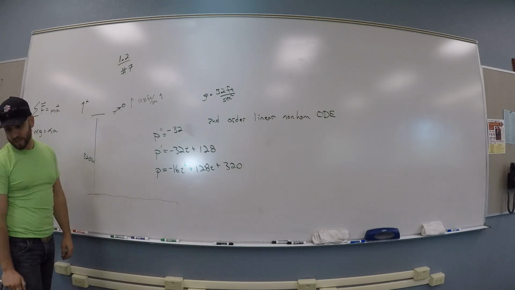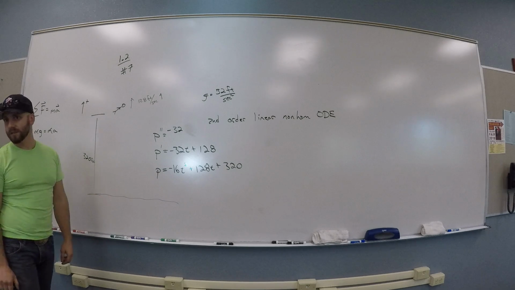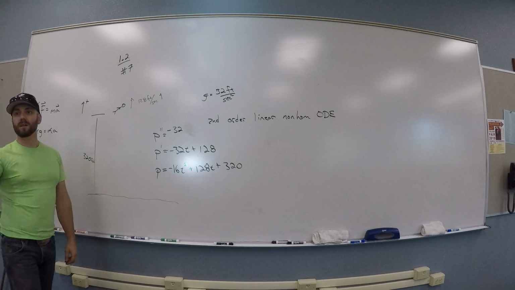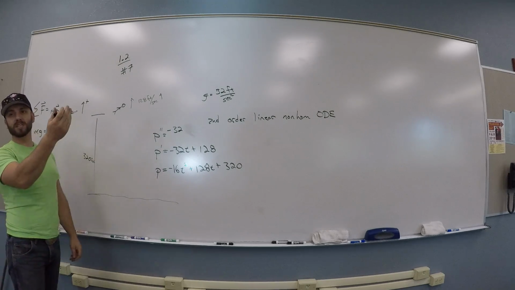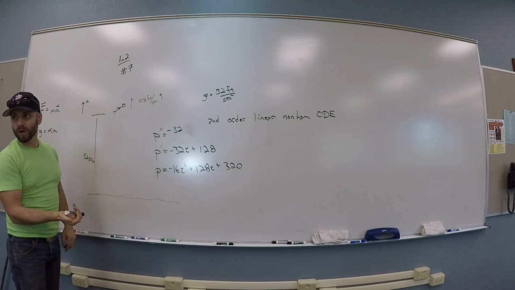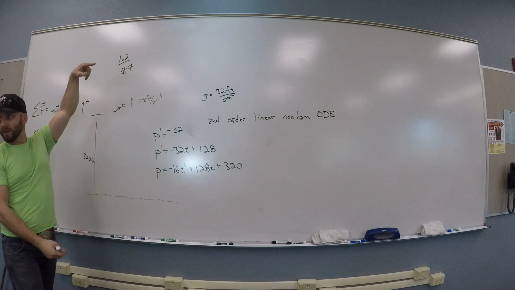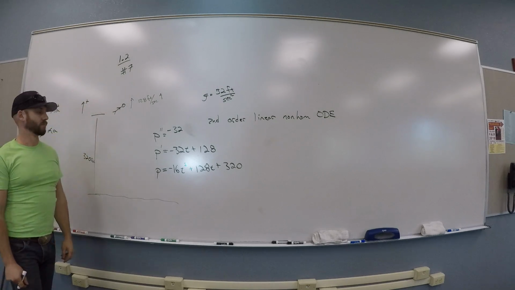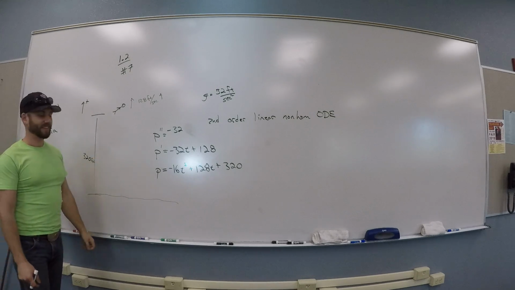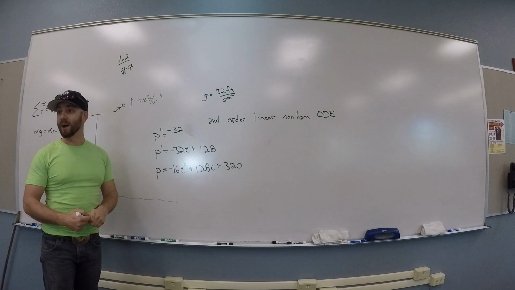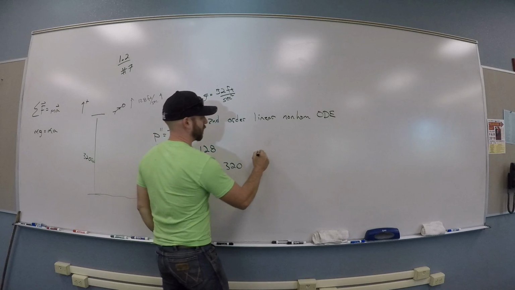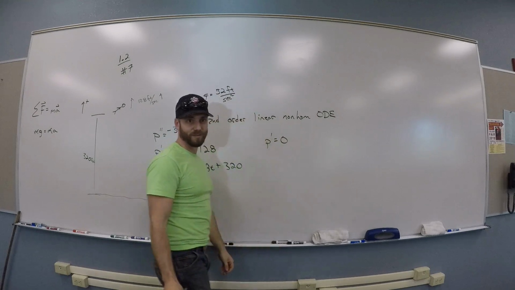Part A is asking for the highest altitude attained. How do you find it? When velocity is 0. When you throw something in the air, the highest point attained is the dead point, that's when the velocity is 0. Or you could take the derivative of p, you already have it. Or you can just do minus b over 2a. So take p prime, set it equal to 0.